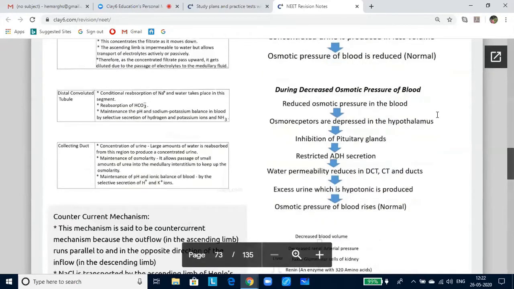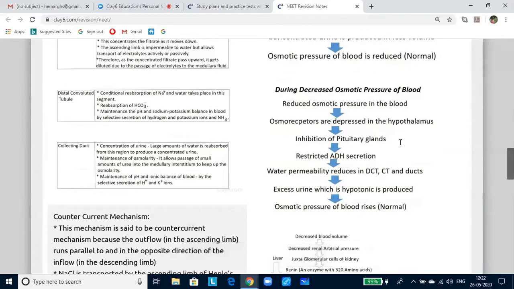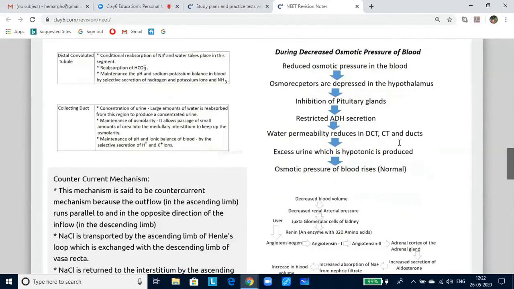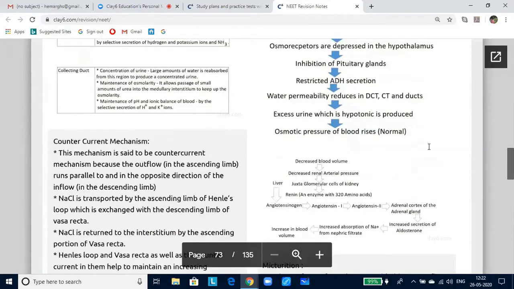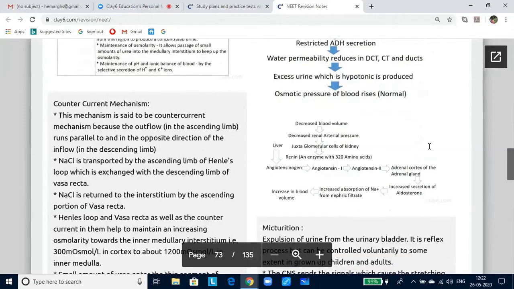that is, it returns to normal. Similarly, when there is a decreased osmotic pressure of blood, osmoreceptors get depressed in the hypothalamus, and this results in inhibition of the pituitary gland. When the pituitary gland is inhibited, ADH secretion becomes lesser, so water permeability reduces in the DCT and CT, as a result of which excess urine, which is hypotonic, is produced and the osmotic pressure of the blood rises.